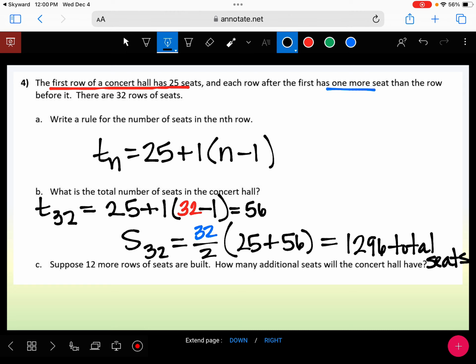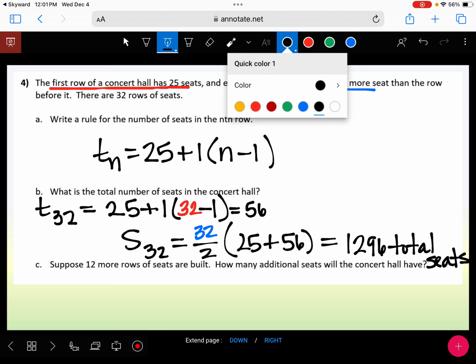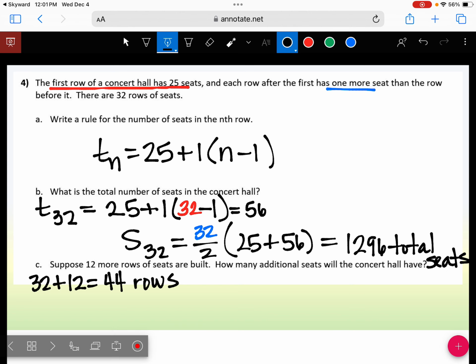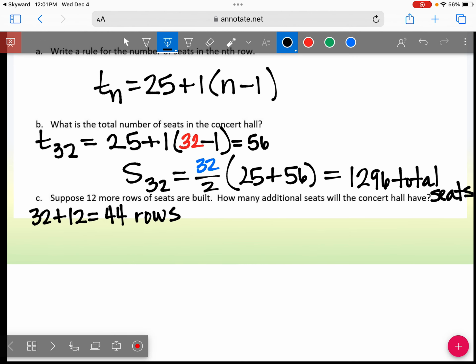All right, but now it says that we're going to add to this concert hall. They're going to add 12 more rows. So if I'm adding 12 more rows, that means I used to have 32 rows. Now I have 44 rows. So we need to figure out what my new capacity will be. If we're keeping the same general rule, what would be your first step? What would you find first if this was a test question? T44. Go ahead and find T44.